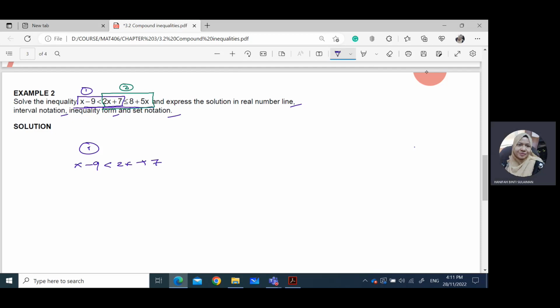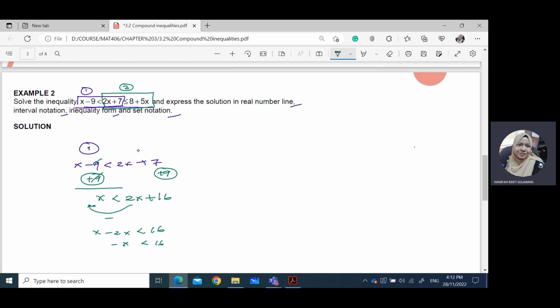Okay, so untuk yang ini, in the left hand side, we need to plus 9, and in the right hand side we need to plus 9 also. So kita tambahkan 9 untuk dapatkan x ni. Negative 9 plus 9, we have 0. So here we have x less than 2x plus 7 plus 9 is 16. Next, this 2x we bring to the other side, then we will have negative 2x. So x minus 2x less than 16. So here we have negative x less than 16.